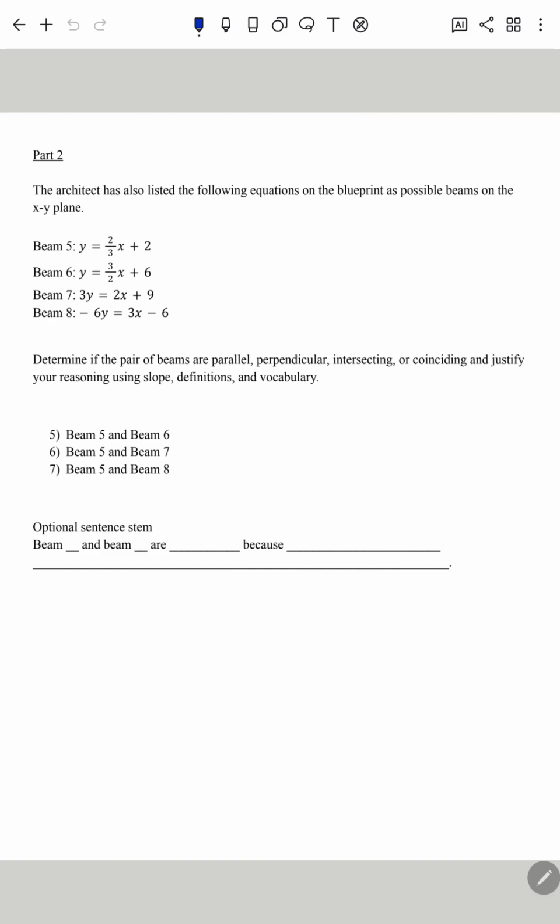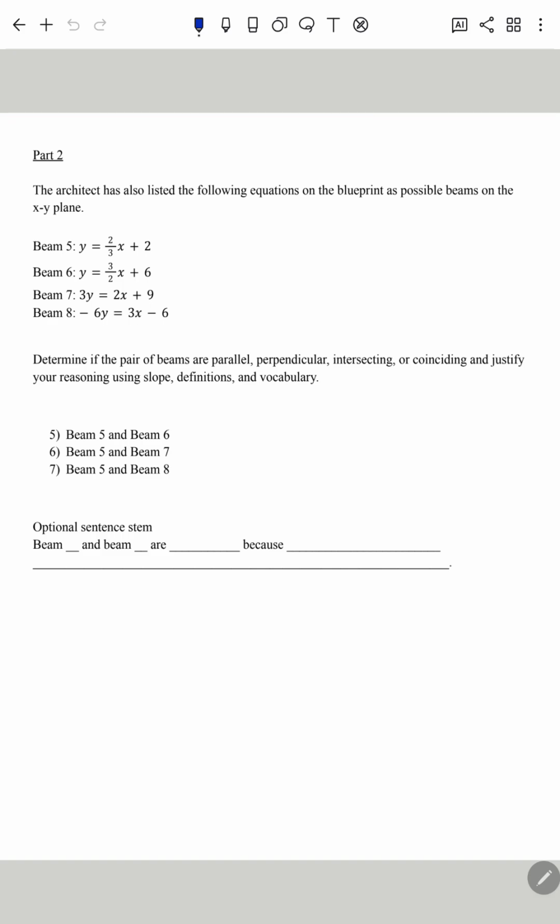I wanted to start off with easier equations to manipulate for beam 7 and beam 8 so that they're kind of understanding those. I also put all of the slopes pretty similar to each other when they're simplified, so that they're having to look closely at their positives, negatives, and reciprocals.